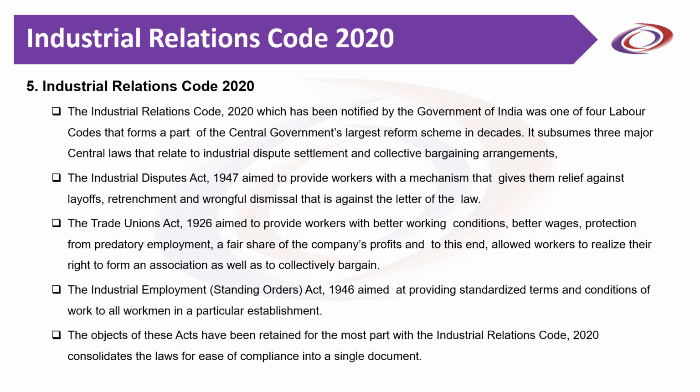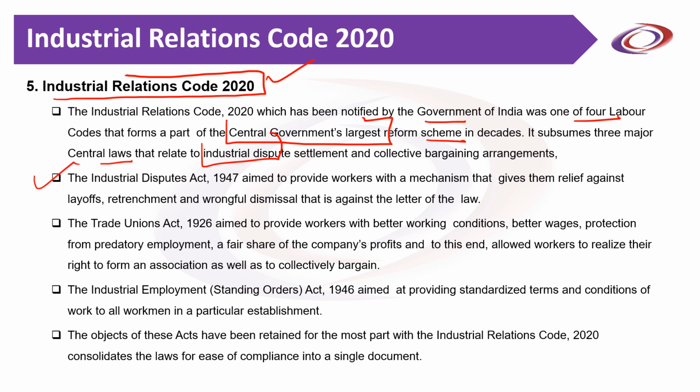Next, we have the Industrial Relations Code 2020. We discussed in the last slide that certain enactments have been subsumed under the Industrial Relations Code. It is notified by the Government of India, and it is one of the four labor codes that form part of the central government's largest reform schemes. It subsumes the important central laws that relate to industrial dispute settlement. These are the Industrial Disputes Act, the Trade Unions Act, and the Industrial Employment Standing Orders Act.